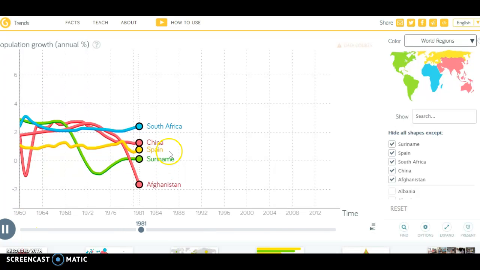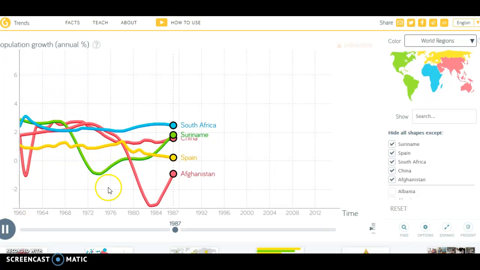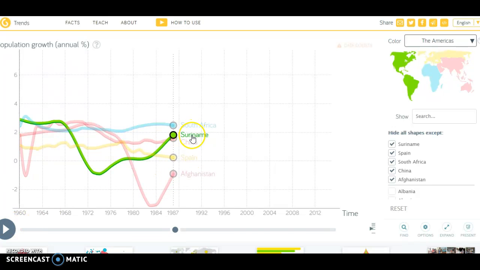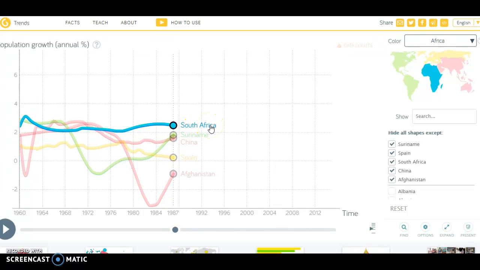So as you can see, South Africa is increasing. Here we can see Afghanistan is at the bottom. Suriname is at the 3rd place. Suriname was in 1976 at the bottom. And we have South Africa at the 1st place, China at the 3rd place, Spain 4th place, and Afghanistan 5th place. Afghanistan is now at the bottom.